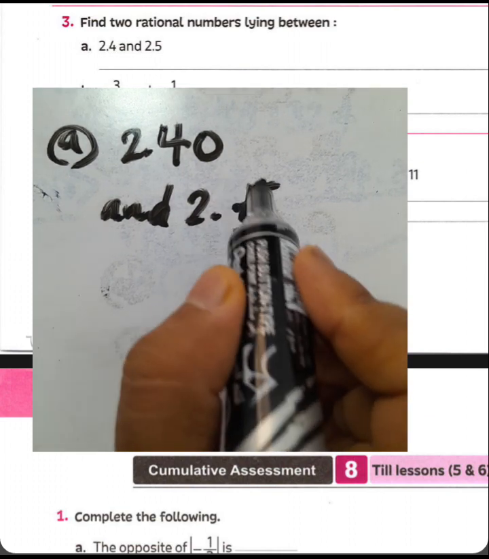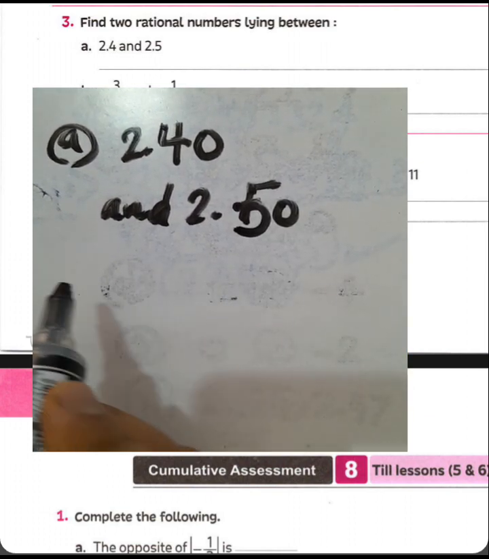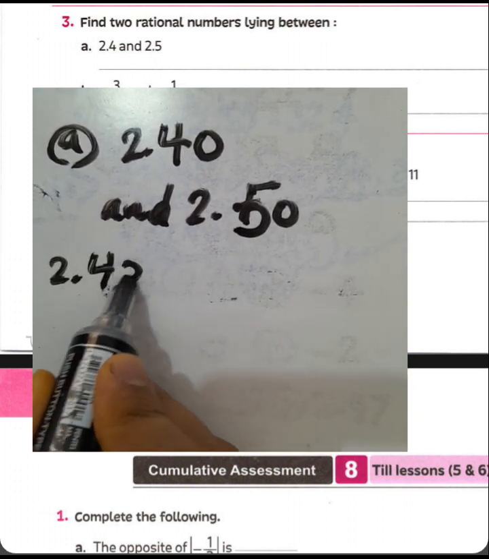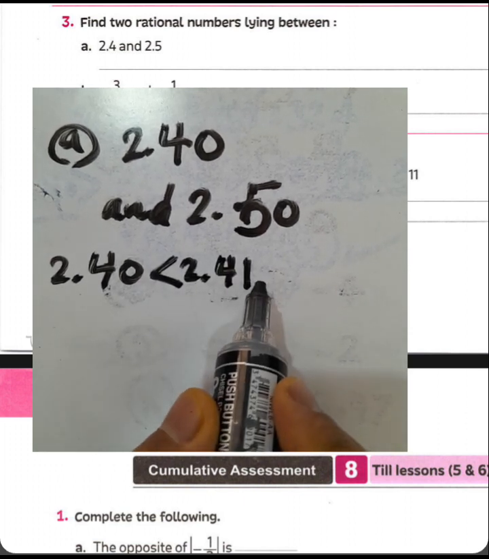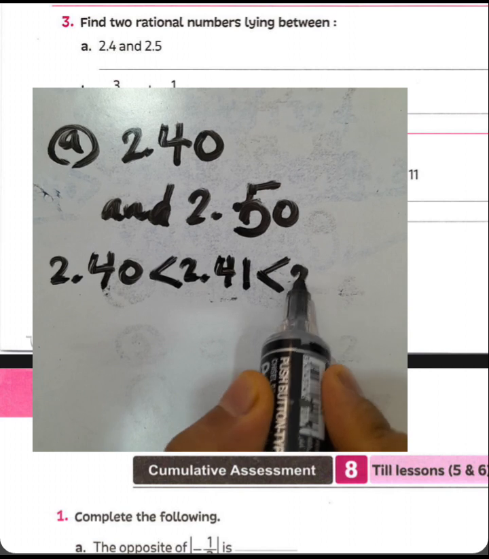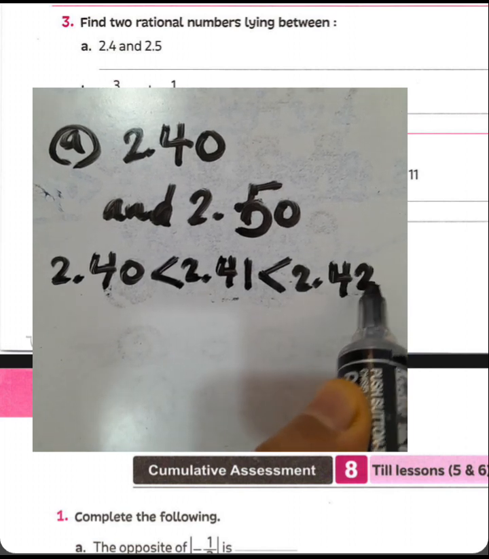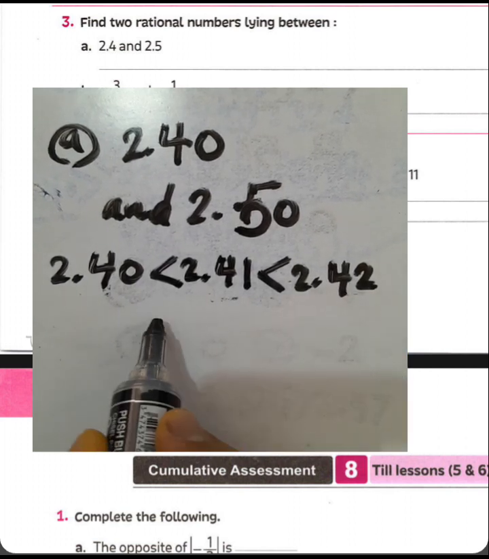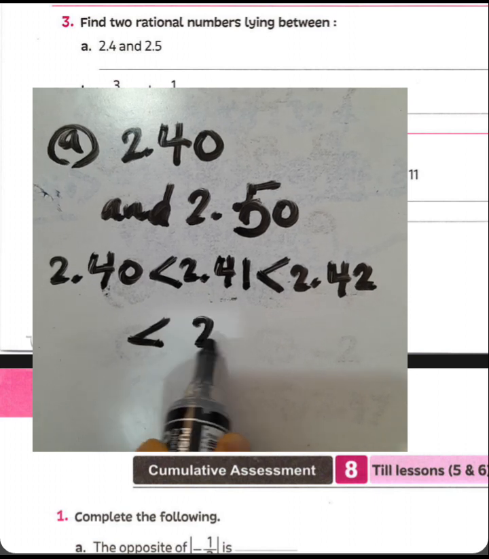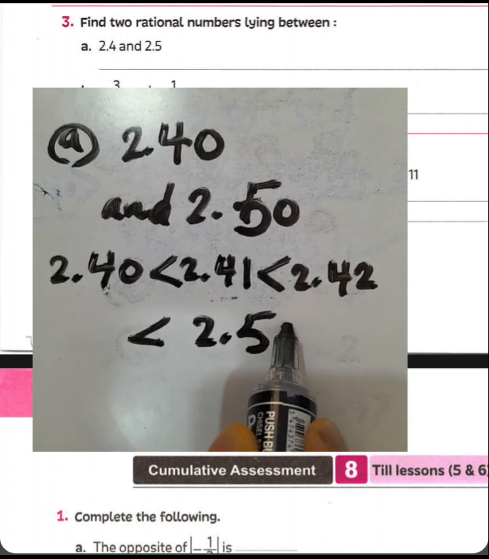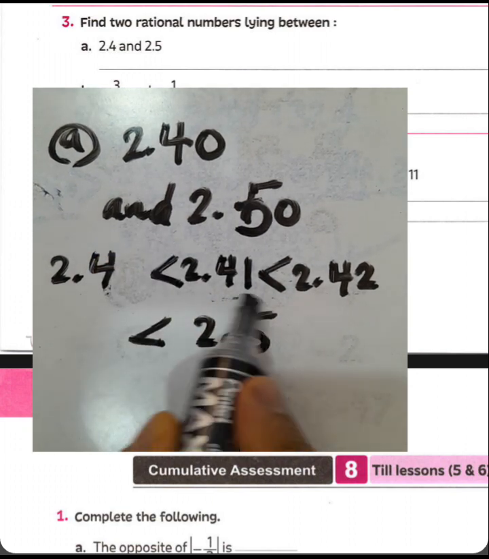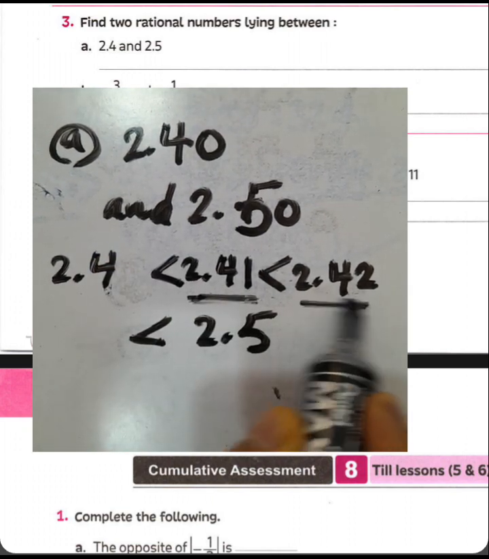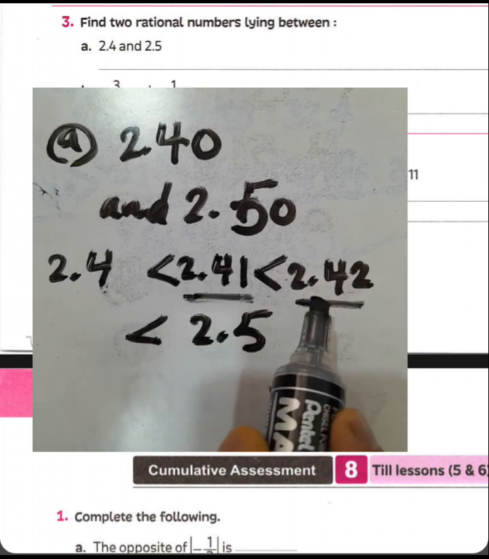Okay, we must put 0 behind the digits. And we know 2.4, and write 0 here, is less than 2.41 and 2.42, which is less than 2.5. We can write 0 here, and we can cancel this 0 again, then the two digits will be 2.41 and 2.42.